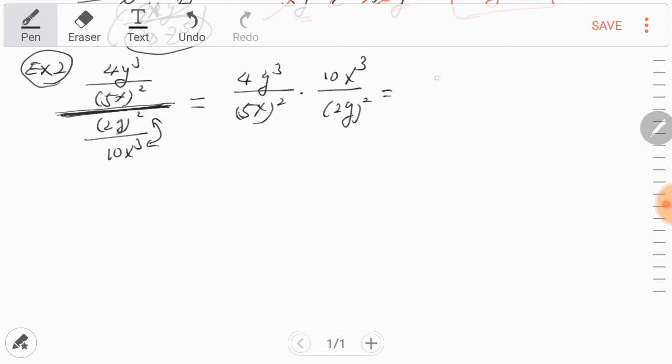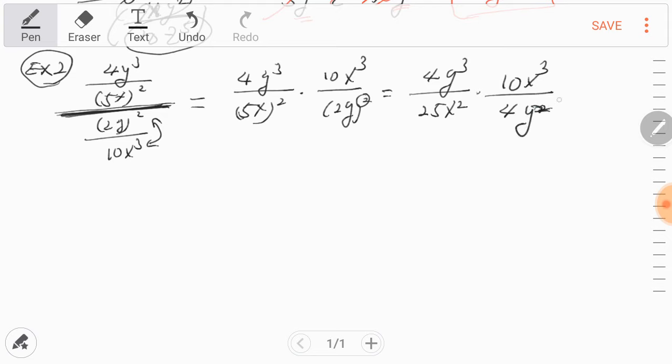Okay, then 5x squared is 25x squared, times 10x cubed over, 2 squared is 4, y squared.